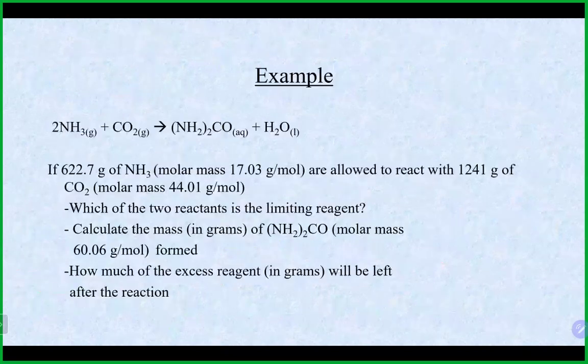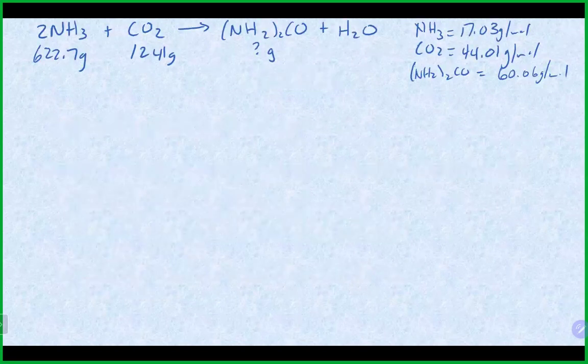All right, in this reaction, you have 622.7 grams of ammonia, the molar mass from the periodic table, 17.03, reacting with 1241 grams of CO2, molar mass given to you. Which one is the limiting reagent? And how much product would you produce there? And also how much of the excess reagent will be left over. So take a few moments there, see what you come up with.